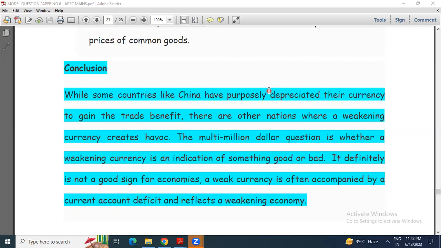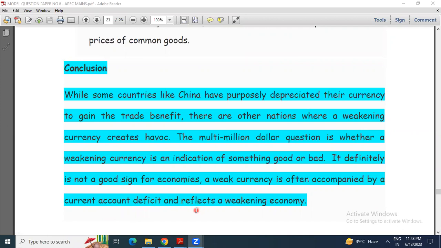And if that happens, you know about the 1991 crisis. Yes or no? If the current account deficit increases or our forex reserves decrease, then a balance of payments crisis will happen. We already experienced it once in 1991.